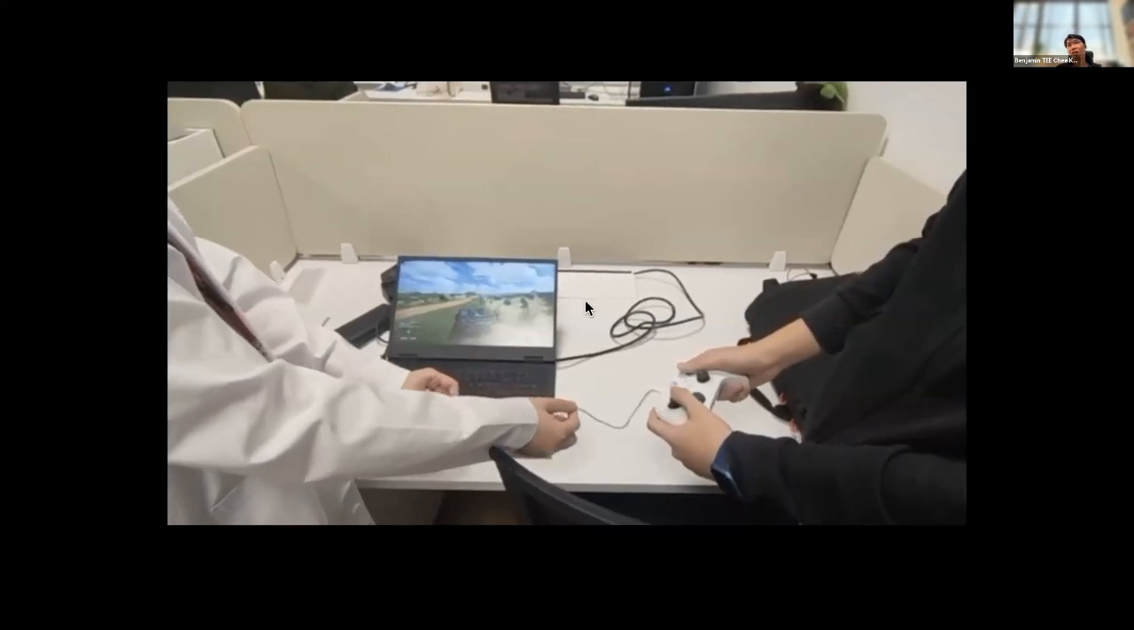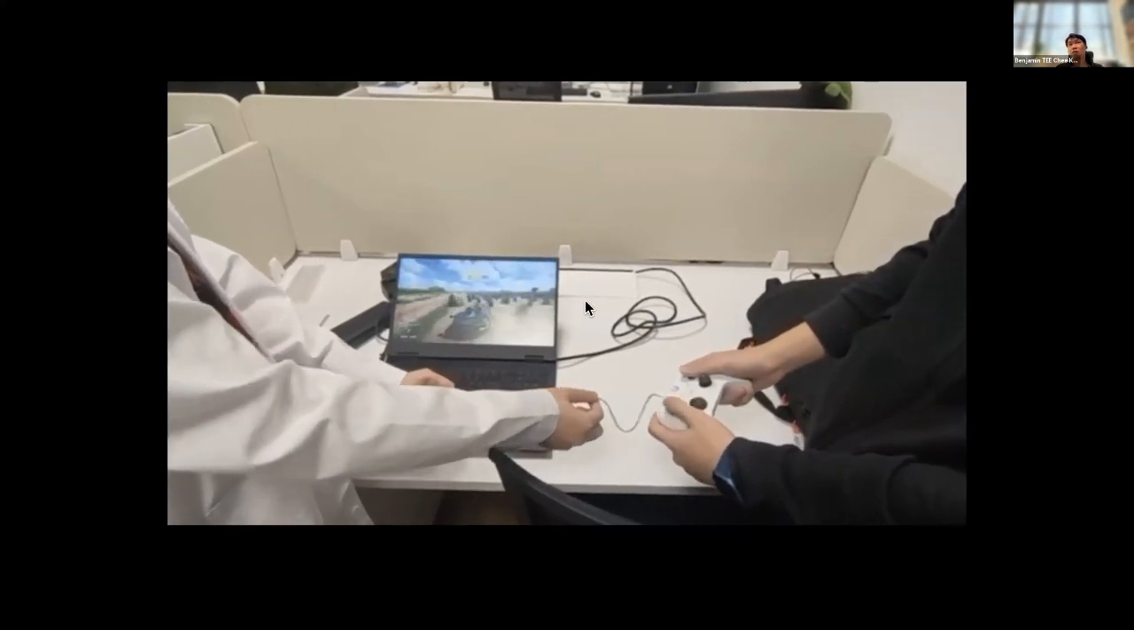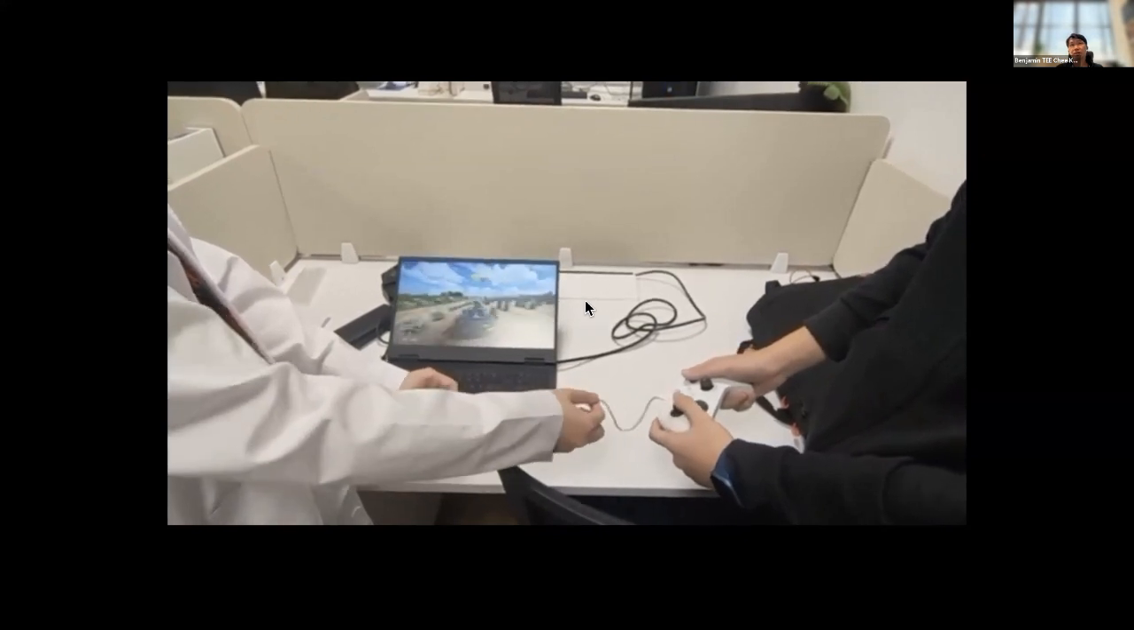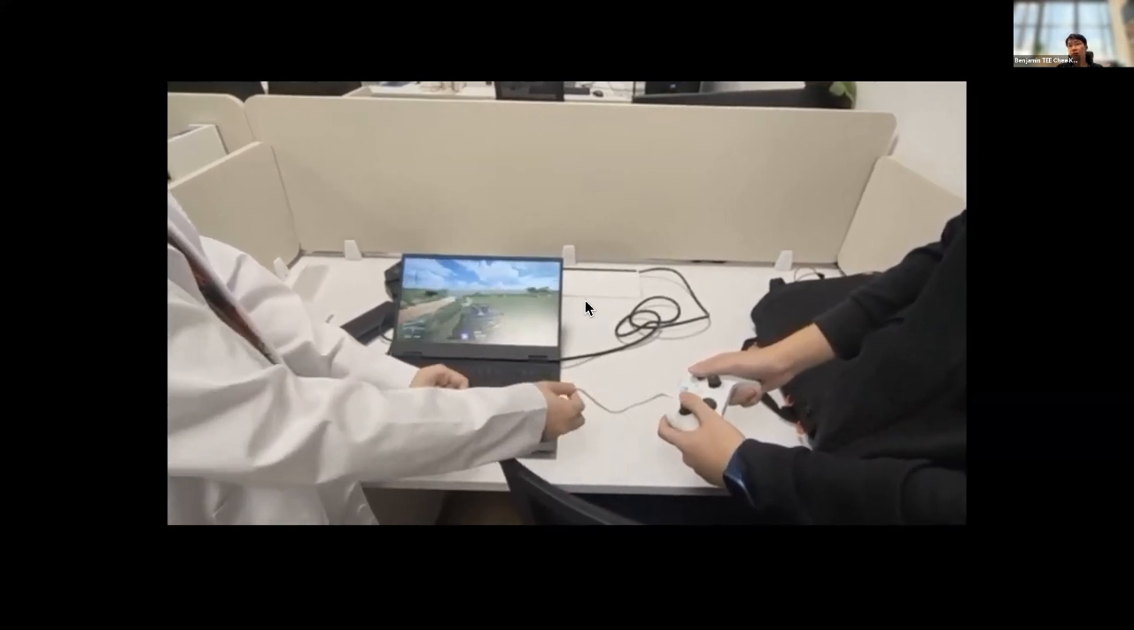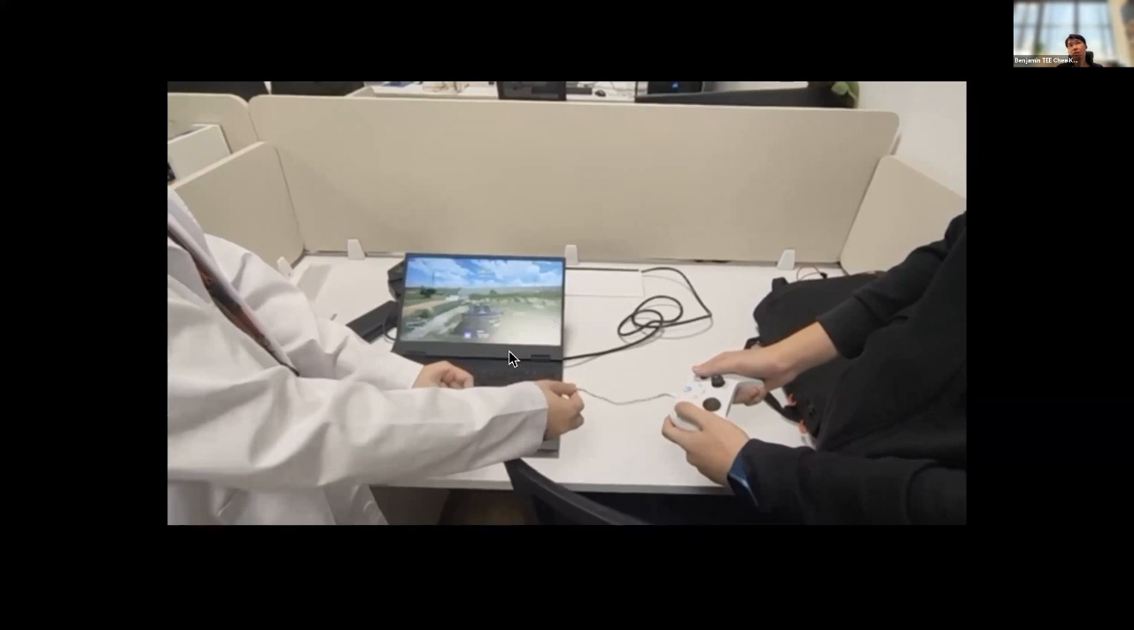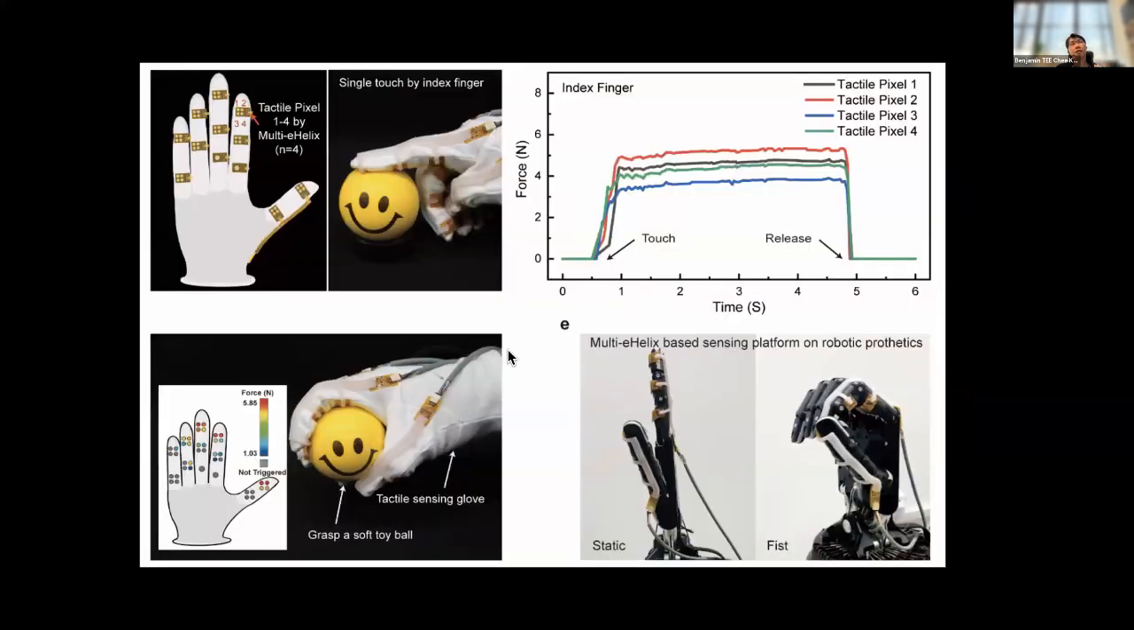It's just to see, well, can this be high performance enough to make a stretchable wire for your electronic devices? Right, here's an example. You can play a computer game. You can also use this to enable robots that have sensors all over.